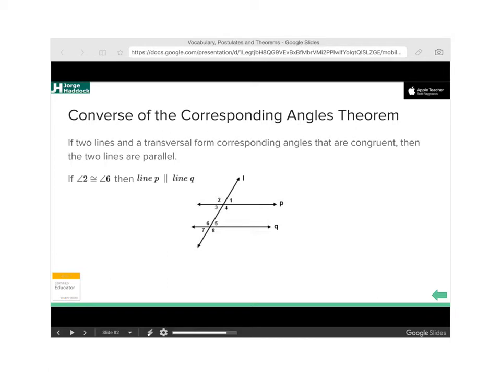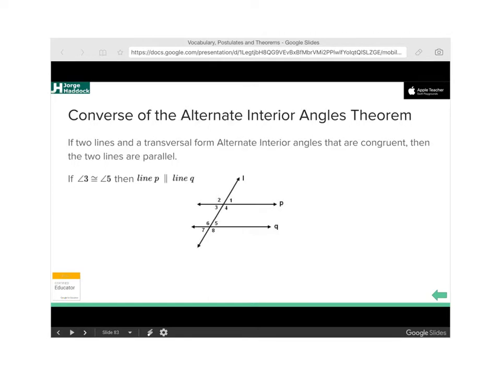So I'm proving that if I have corresponding angles that are congruent, then the two lines are parallel. For example, if angle 2 and 6 are congruent, then line P and line Q are parallel. The same if 1 and 5, or 4 and 8, or 3 and 7. As you will see right now, all the theorems and postulates are exactly the same.